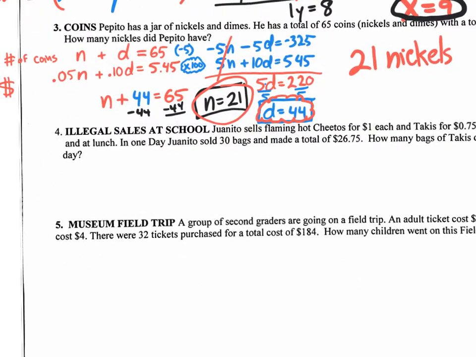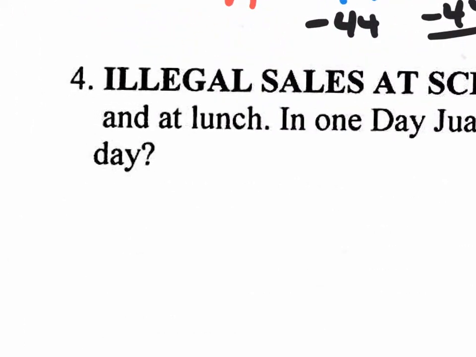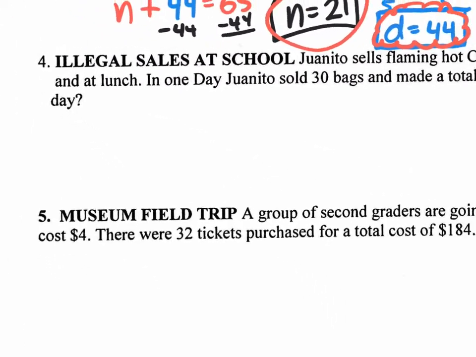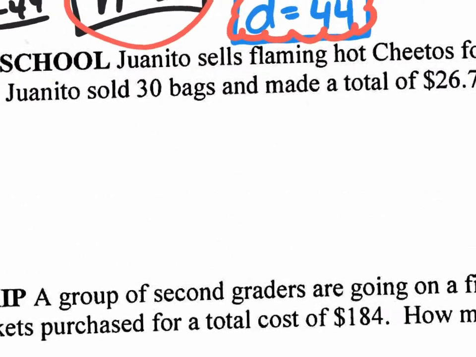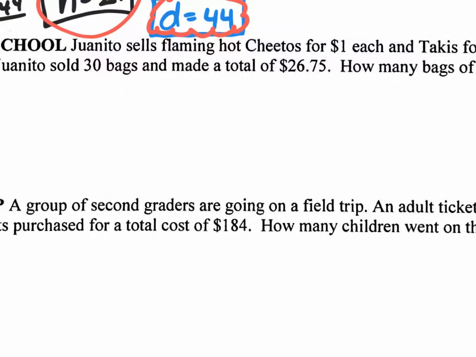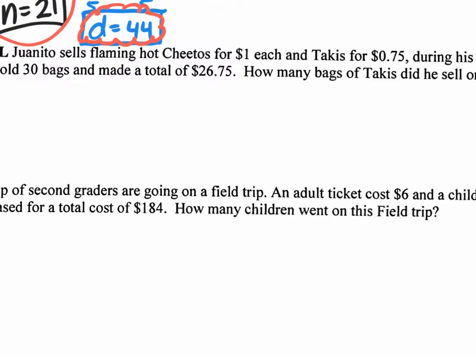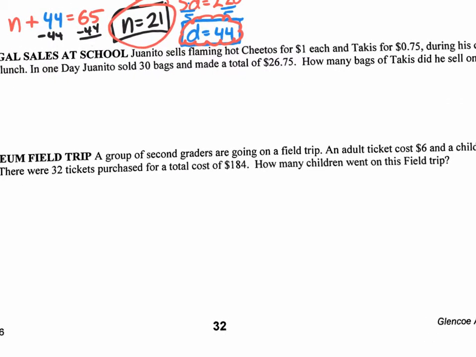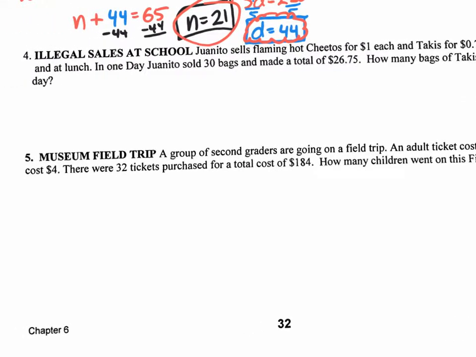Let's move on. Illegal sales at school. Juanito. No, not Juan, it's Juanito. He sells Flaming Hot Cheetos for $1. That's illegal? He sells Takis for 75 cents. That's illegal, during class time and at lunch. So in one day, Juanito sold 30 bags and made a total of $26.75. How many bags of Takis did he sell that day?